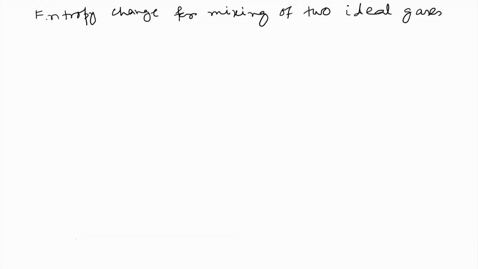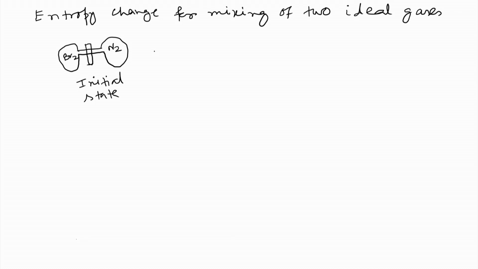So, suppose initially we have a system having two containers, and in one container bromine gas is there, in another container nitrogen gas is there. So, this is our initial state. And there is a stopcock between them.